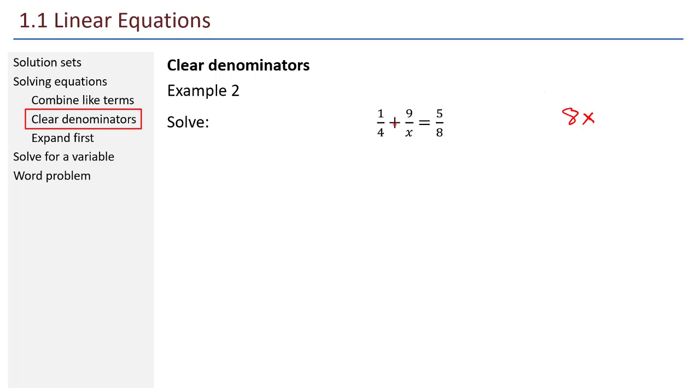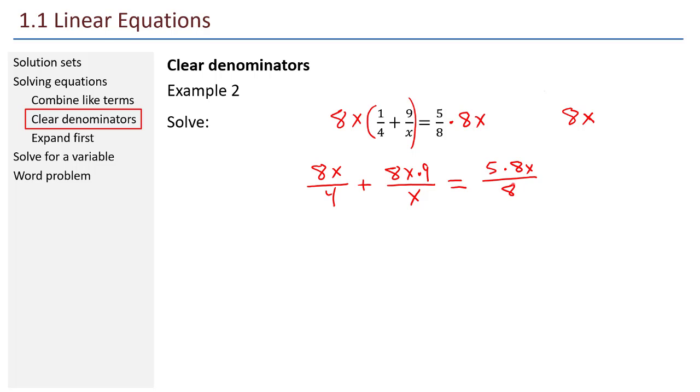Right. So I'm going to multiply both sides by 8x. This thing times 8x. So on the left, when I distribute, I get 8x divided by 4 plus 8x times 9 divided by x. And on the right side, 5 times 8x all over 8. Now let's look for common factors on the top and the bottom of these fractions where I can cancel. So I have an 8 and a 4. 8 divided by 4 is 2, so that gives me a 2 and a 1.